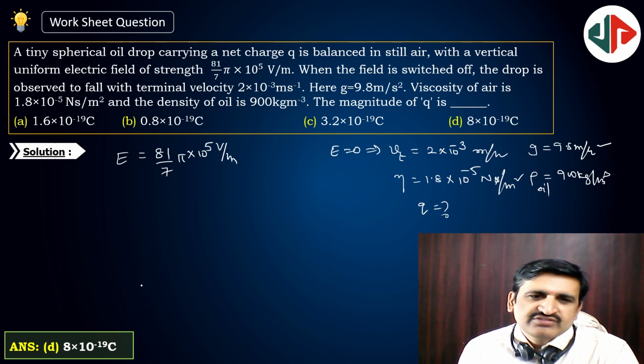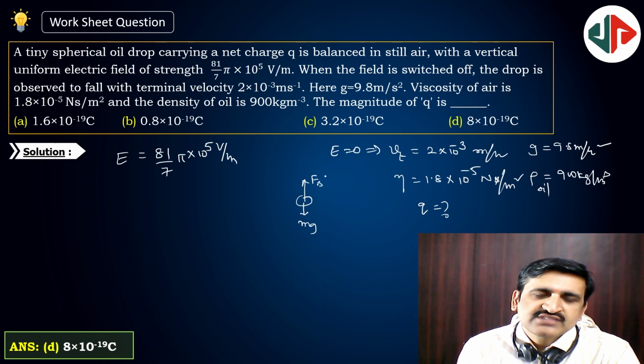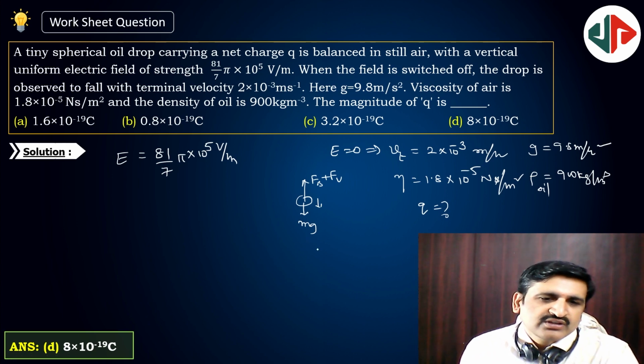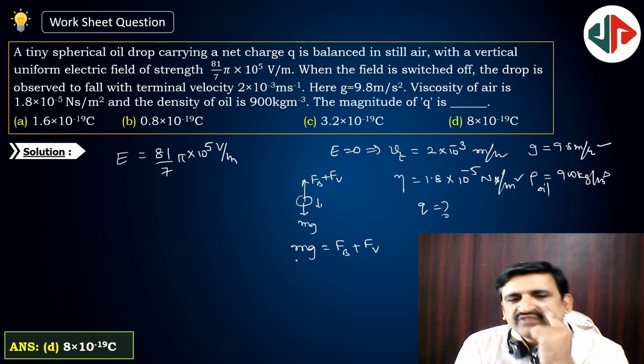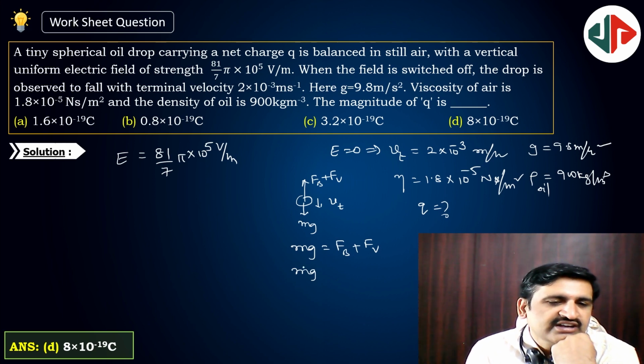In absence of field, the droplet is going to have downward force mg, upward force is buoyant force as well as viscous dragging force Fv. As it is falling down, those two forces will be upwards. So mg is equal to Fb plus Fv. With this, net force will be 0, then only terminal velocity will come. That's why I took equality. Why? Because it is falling with a terminal velocity. So these two are equal. Whenever Fb plus Fv is there, then you can take mg.